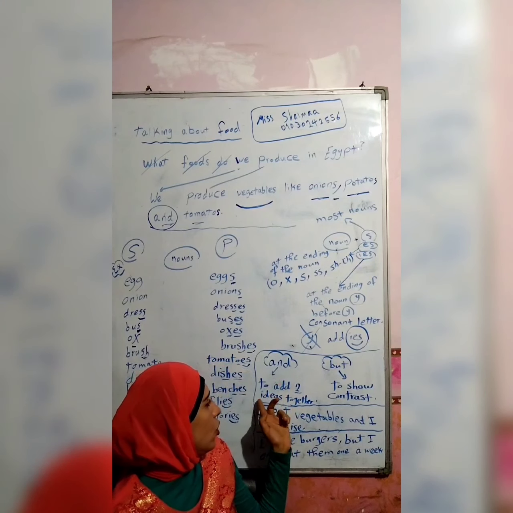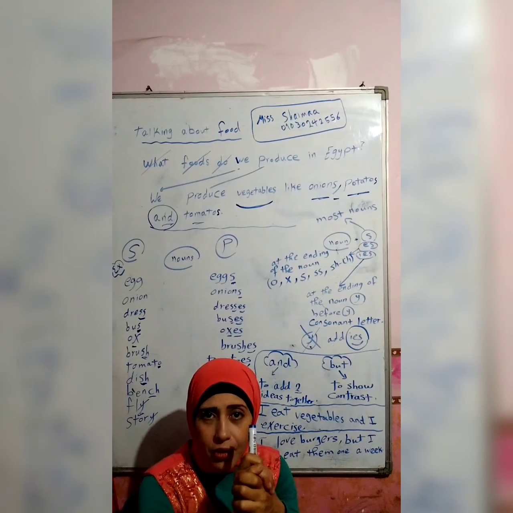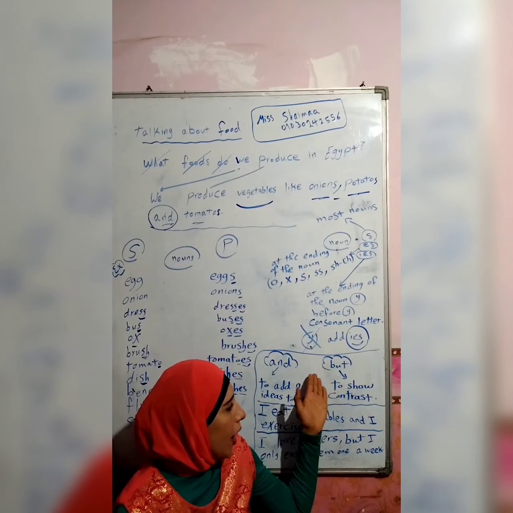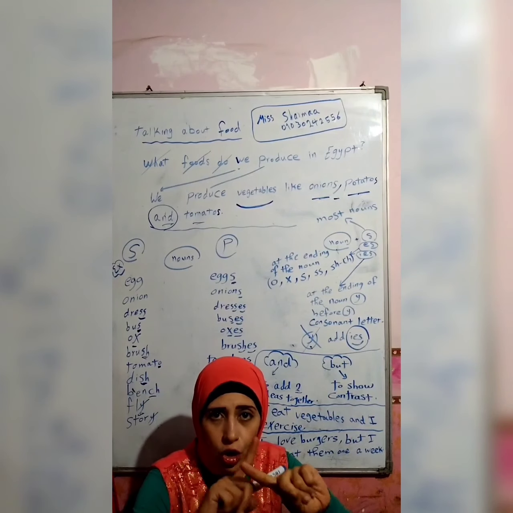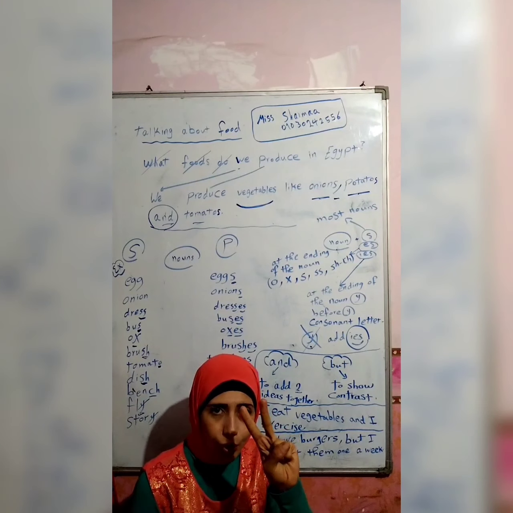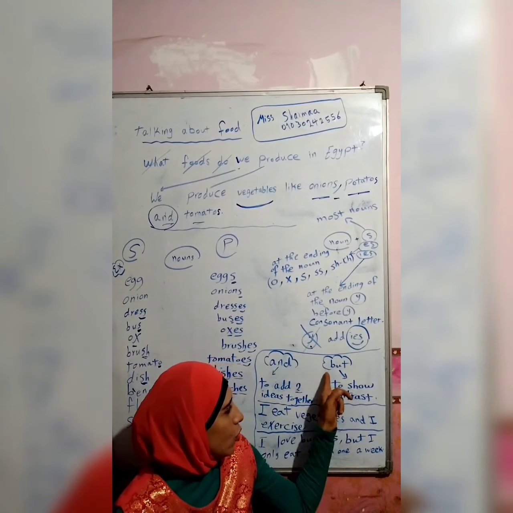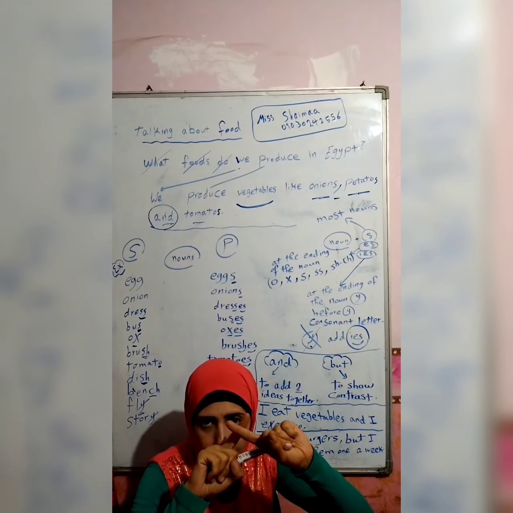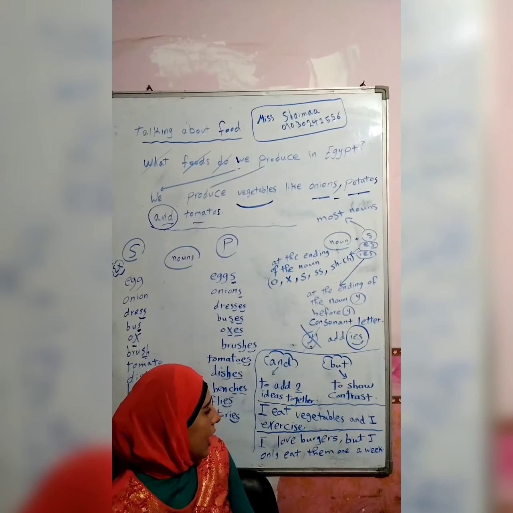The word and is to add two ideas together. Okay? But this word, but, is to show contrast. Okay? One of them joins two ideas together. But the second word, but, shows contrast between two things. Okay? Like these examples, look here.